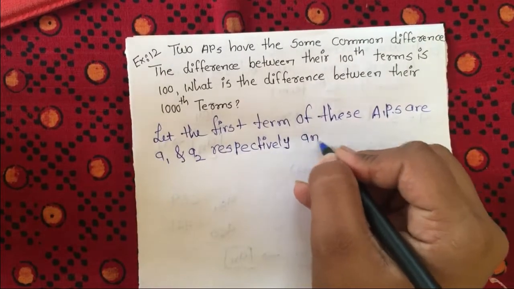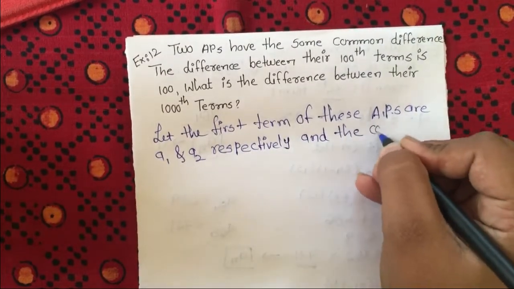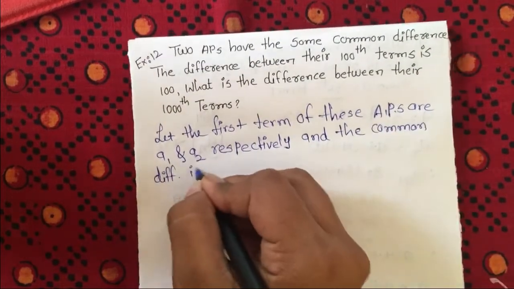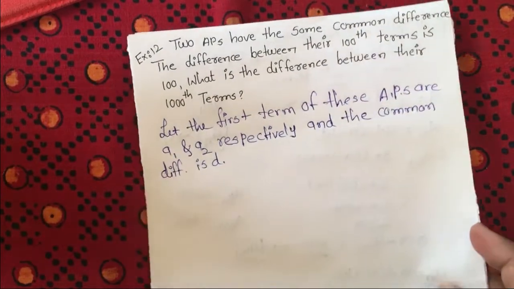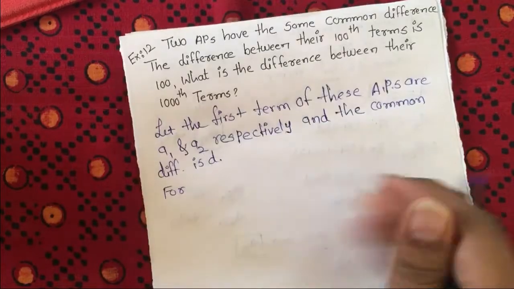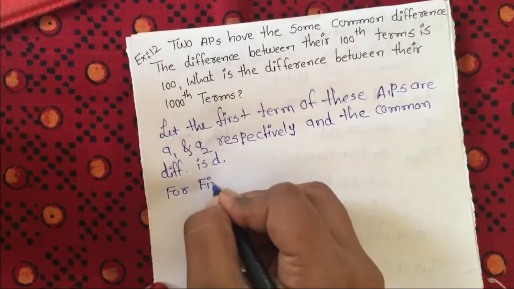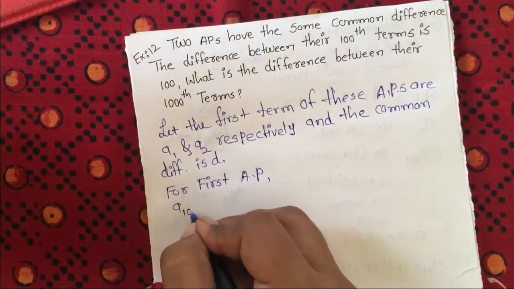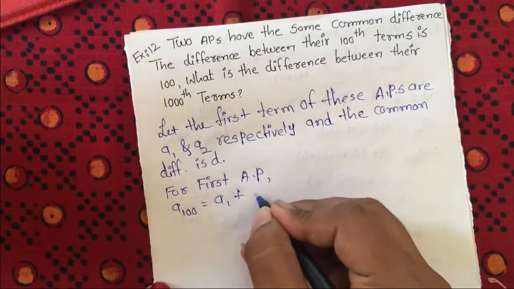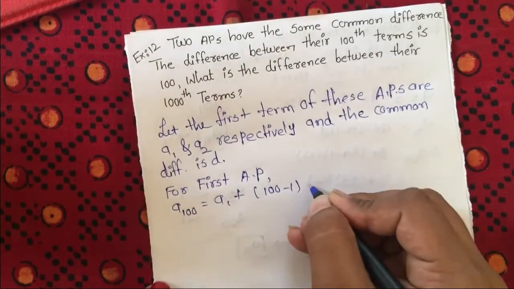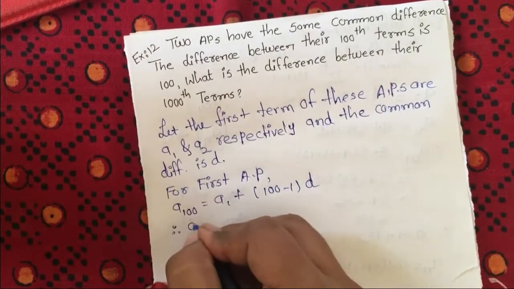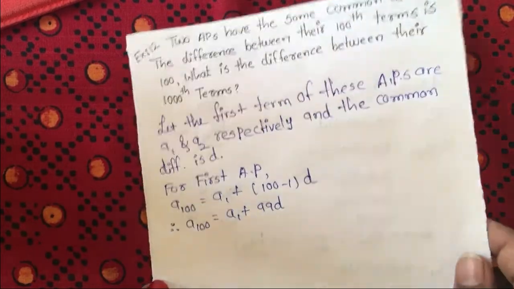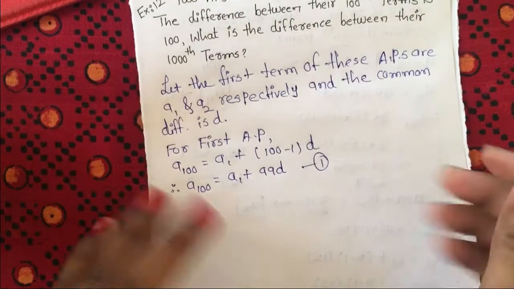common difference is D. Okay, so for the first AP we can write the nth formula, that is A100 is equals to A1 plus 100 minus 1 into D. Therefore this is A100 is equals to A1 plus 99D. Okay, so this is equation number 1.